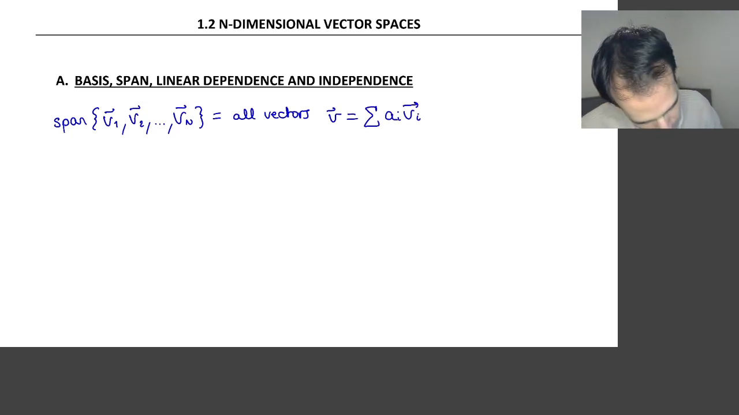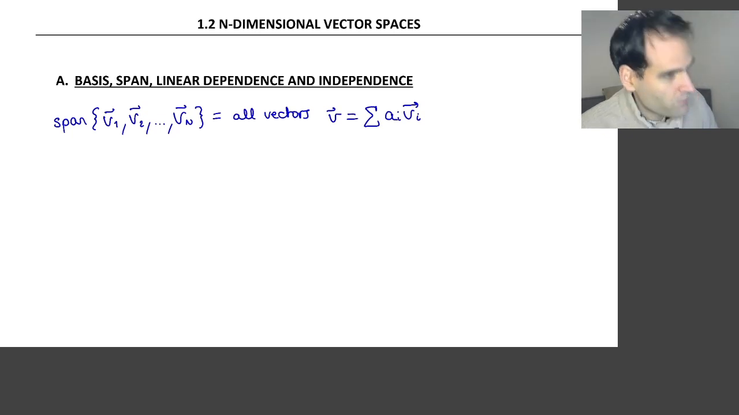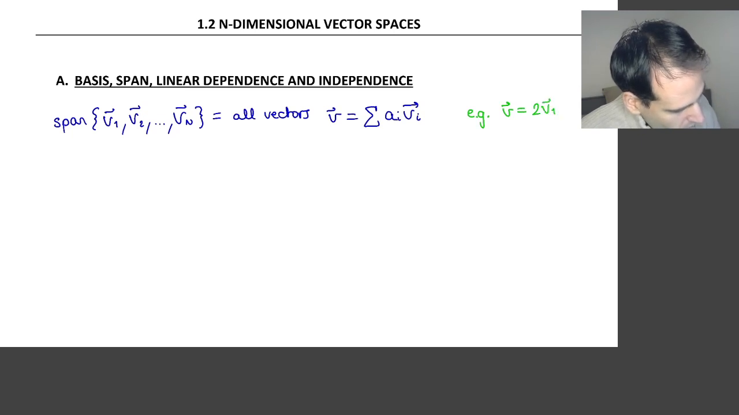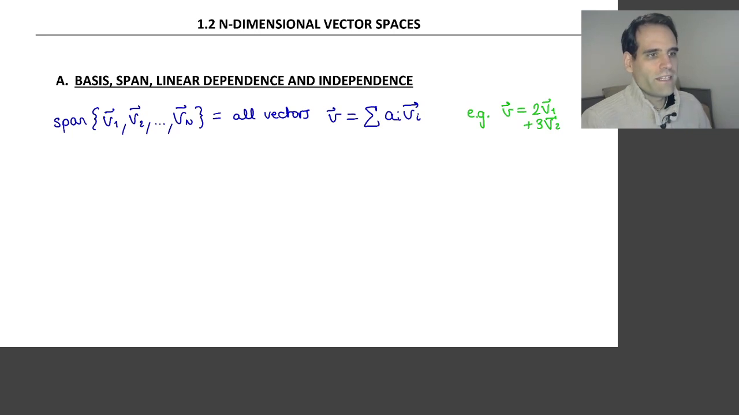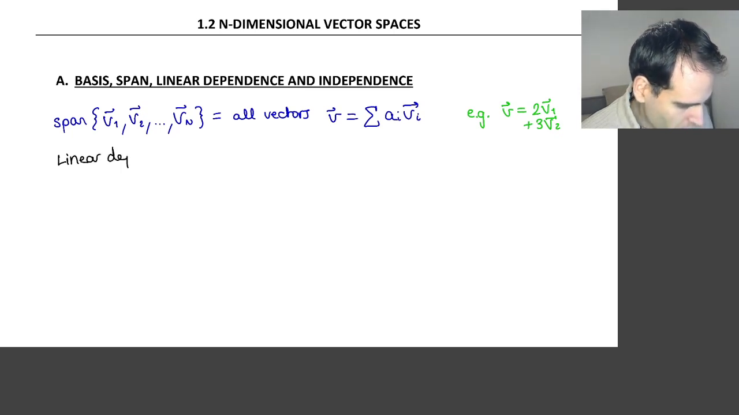Okay, so for example, the vector v equals twice v1 plus 3v2 would be inside the span of vectors v1 and v2. So that's the concept of span. Next, you learned the very important concept about linear dependence and independence.